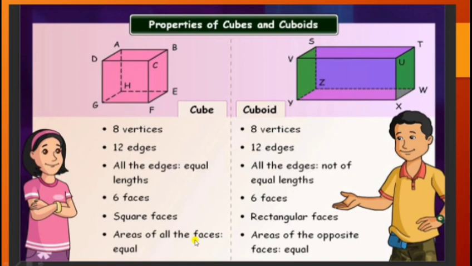Area of all the faces is equal. When you find the area of the first face or the side face or the top or bottom, they will be the same. But in the cuboid, the area of the opposite faces will only be equal. It means right side and left side will be the same, top and bottom will be the same, back and front will be the same. So these are the properties related to cubes and cuboids.